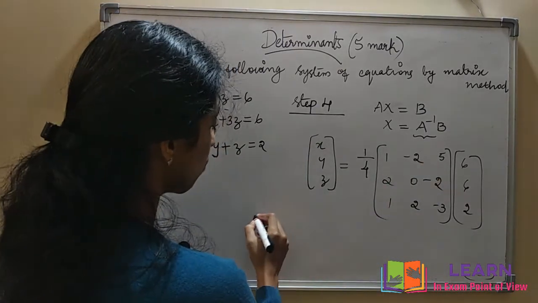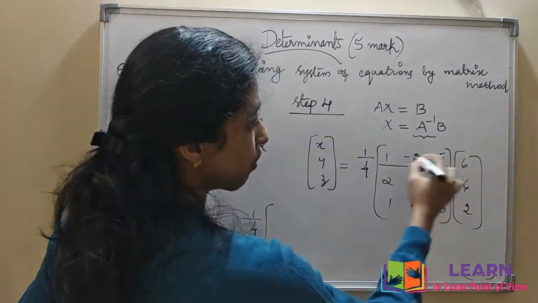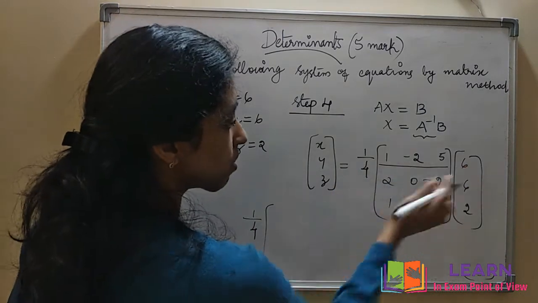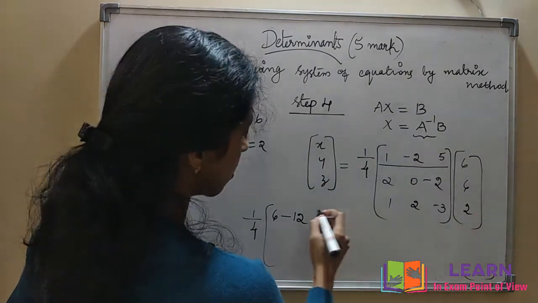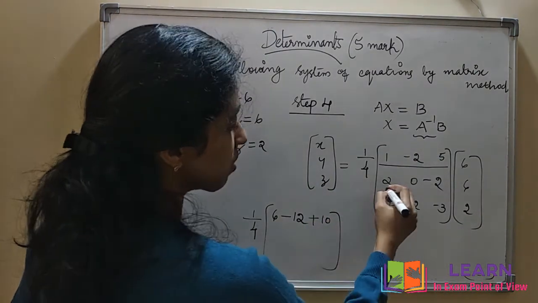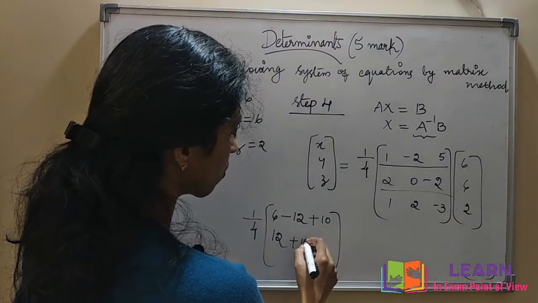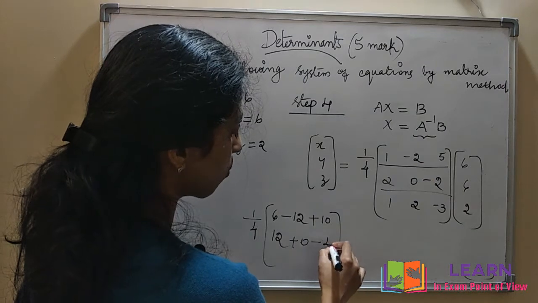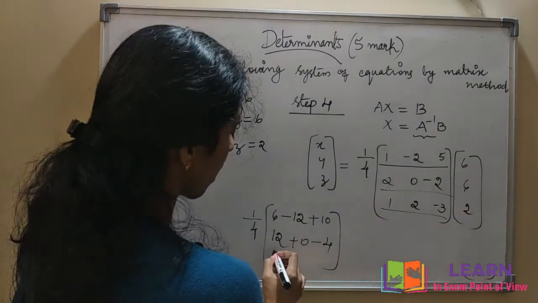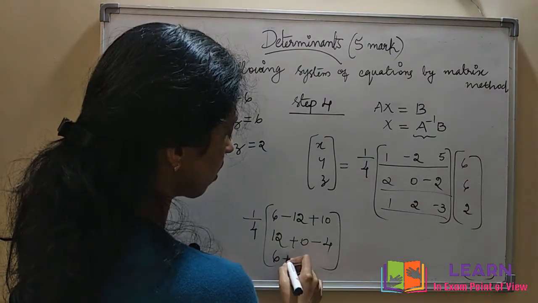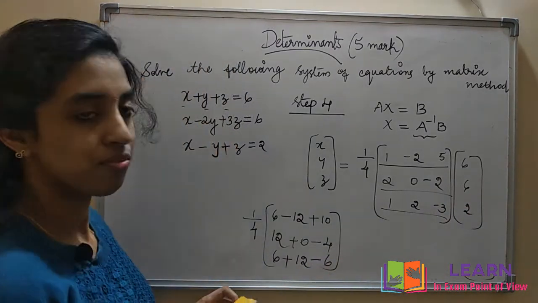Clear? So 1 by 4 is already there. Multiply these two matrices. First row and this column: that is 1 into 6, we have 6. Then -12. Then last it's plus 10, correct? What about the second row? 2 into 6, it's 12. Plus we have 0 into 6 is 0. Minus 2 into 2, 4. Last row, 1 into 6 we have 6. Then plus 2 into 6, it's 12. Last we have -6. Correct?